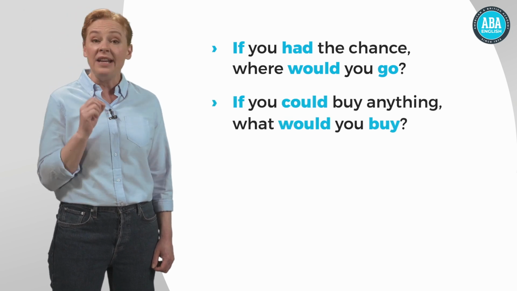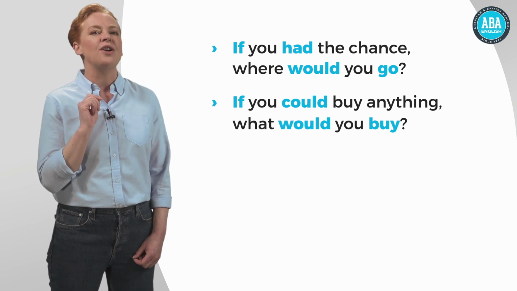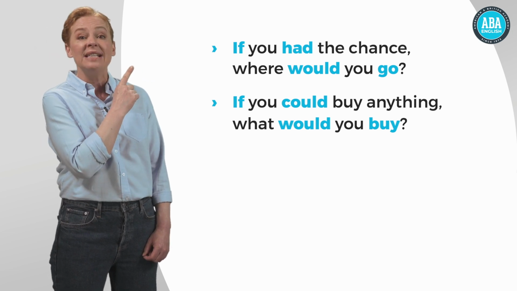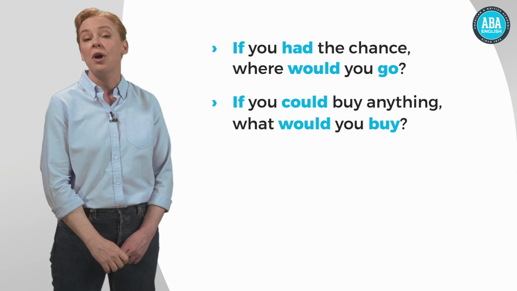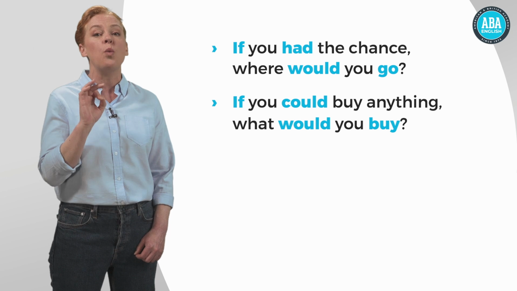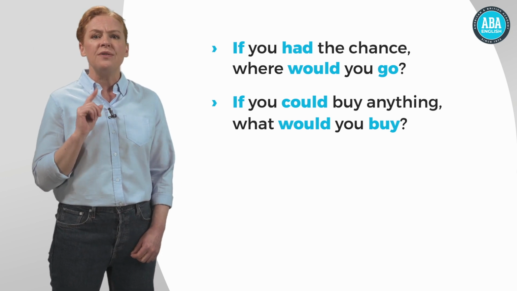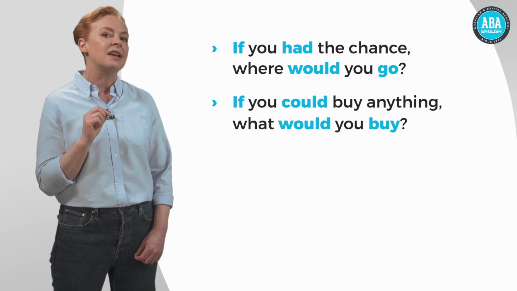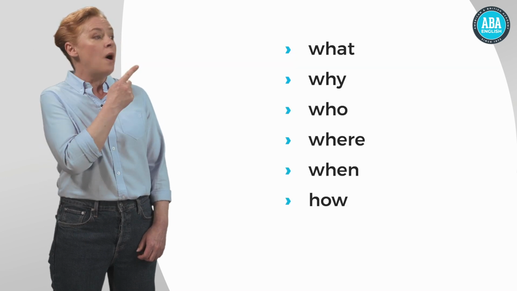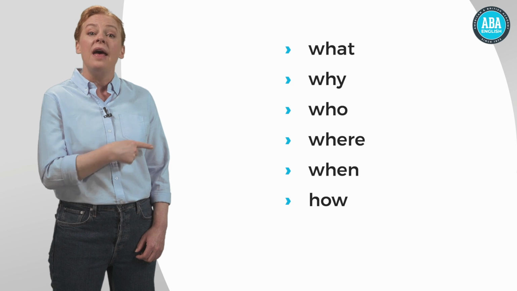If you could buy anything, what would you buy? The structure is as follows. If plus subject plus past simple or modal verb. Question word plus would plus infinitive without to. As you can see, in order to form the questions in the second conditional, we can use the question words what, why, who, where, when, and how.